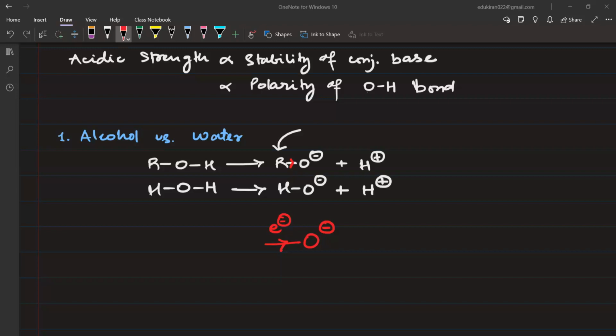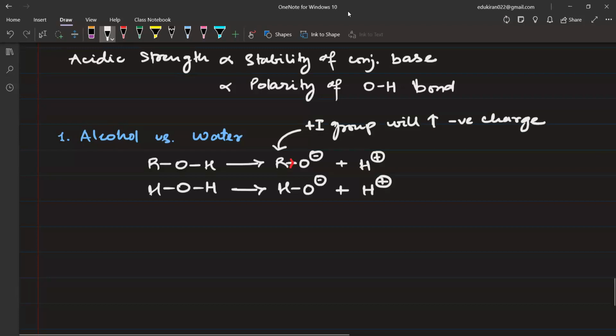Decrease. Why decrease? What is the charge on an electron? Negative. And what is the charge on oxygen? Negative. So if you're giving negative to negative, it will become more negative. We are not multiplying here, right? So what is going to happen? This is a plus I group. The plus I group will increase the negative charge, right?